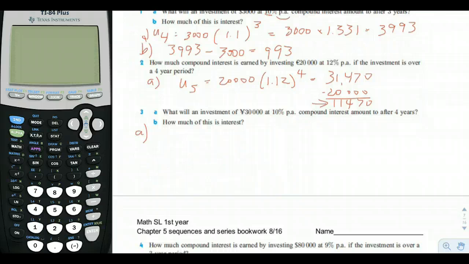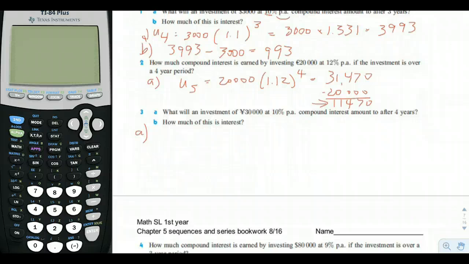Okay, so there's two funny things about this. One is that a yen is only worth like a penny, so 30,000 yen is only like $300. And the other funny thing is that in Japan, the interest rate is much less than 1%, so you would never get a 10% interest rate on 30,000 yen.